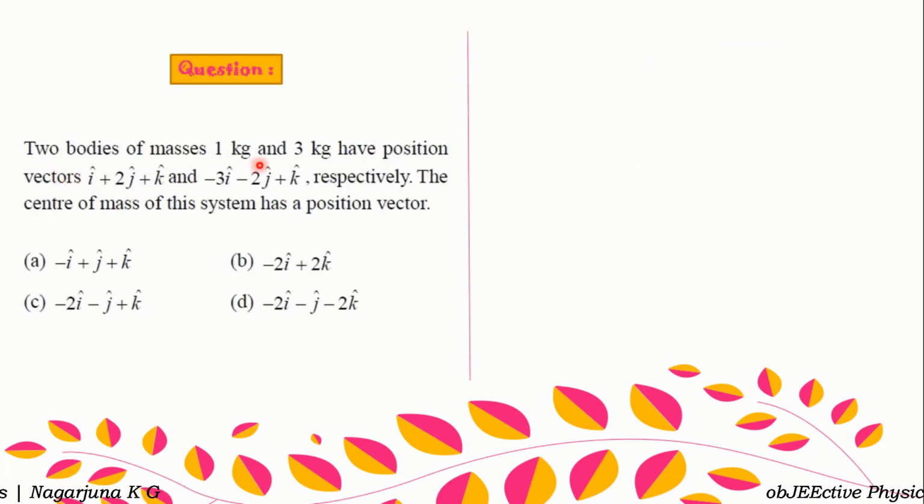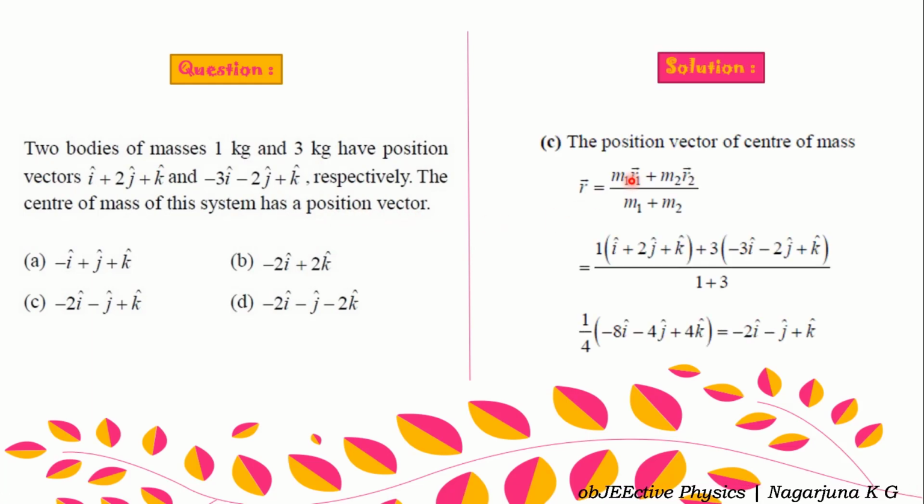Two bodies of masses 1 kg and 3 kg have position vectors i cap plus 2j cap plus k cap and minus 3i cap minus 2j cap plus k cap respectively. The center of mass of this system has a position vector. Solution. The position vector of the center of mass is r bar equal to (m1 r1 bar plus m2 r2 bar) divided by (m1 plus m2). By substituting all the values m1, m2, r1, r2, we will get minus 2i cap minus j cap plus k cap. Option C is the right option.